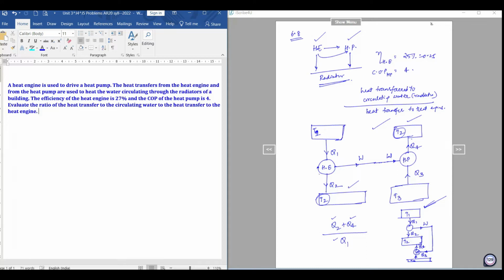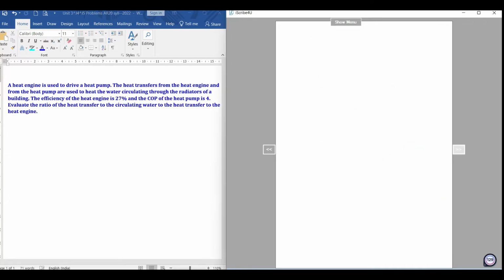Is this clear? So now we will solve the problem. See, I'm spending so much time on explaining these diagrams. It's very, very important, right? Once you understand, if you draw this diagram correctly, half the problem is solved. So let us solve it. Whatever is given, let us write it first.